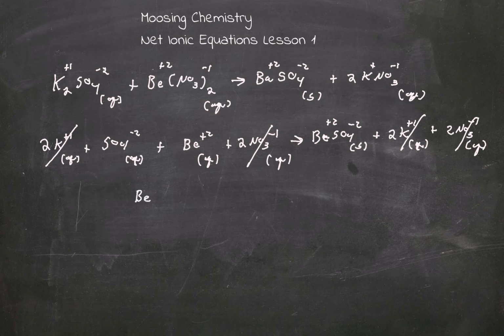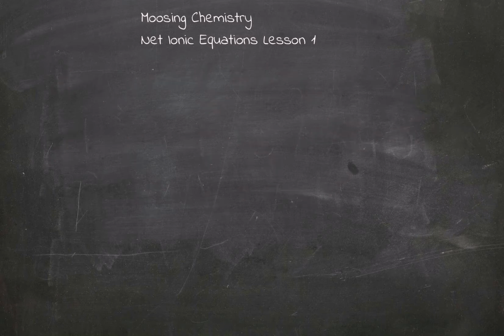We're going to write it as beryllium plus 2 plus SO4. Now they're both AQ, which means aqueous, yields beryllium sulfate solid. So that's your net ionic equation right there. Let's look at another one. Let's clear the drawings here, and let's look at another problem.